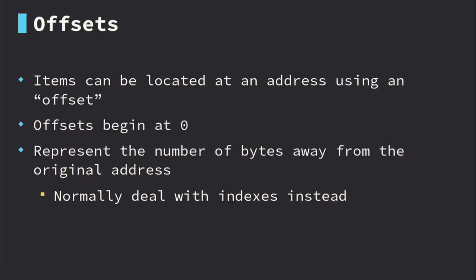Memory offsets can be used to locate items at a specific address. Offsets always begin at 0, and they represent the number of bytes away from the original address. Similar to addresses, you usually don't deal with offsets directly. Instead, you'll deal with indexes, and the compiler will automatically calculate how many bytes away you are from the original address based on the index.